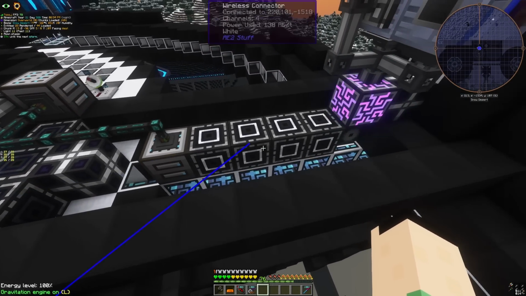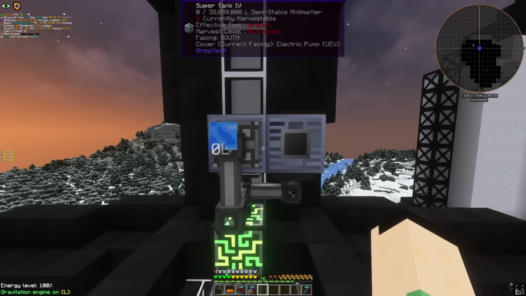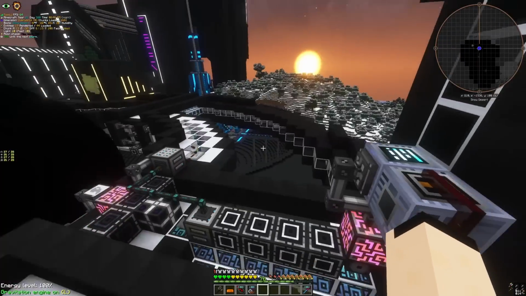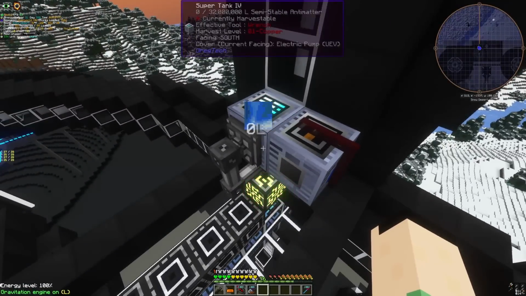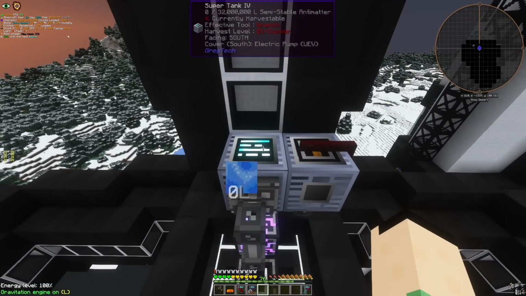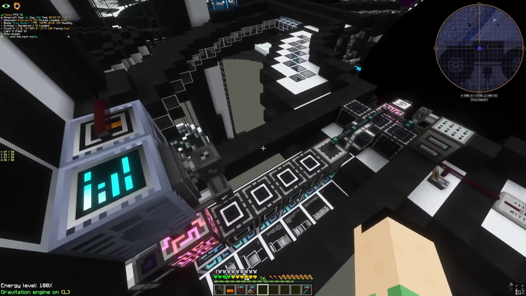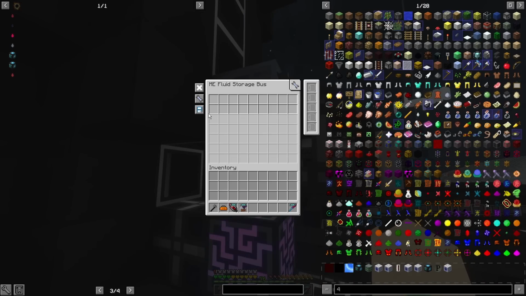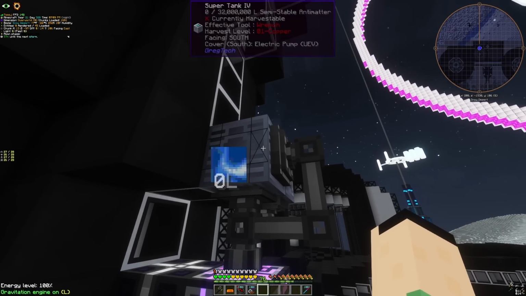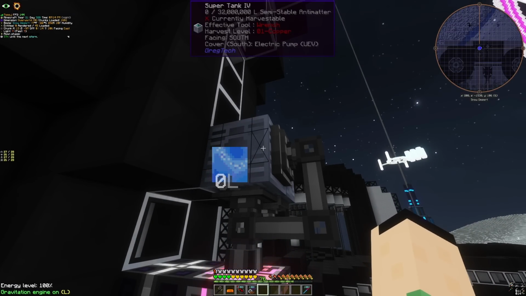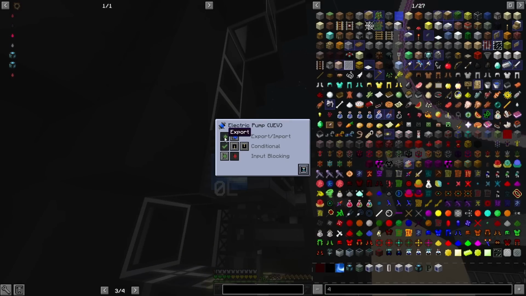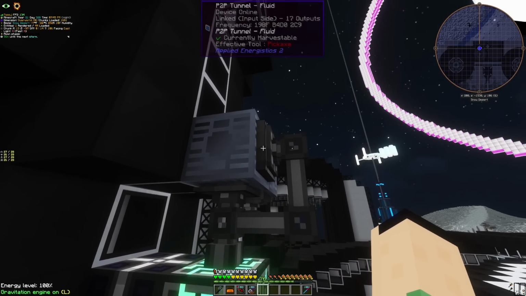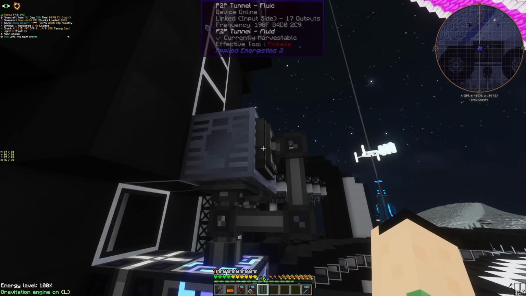But where is all this fluid stored? The answer is this super tank on the left. There are 2 super tanks due to a little quirk that I'll explain in a bit, but this is the main super tank. So all of the fluid, once it's cleaned out from the hatches, gets stored in this super tank through this fluid storage bus set to insert only. And on this face of the super tank, there is a UEV electric pump, always exporting. And all the fluid gets sent into this P2P tunnel. This is the input side. And it's a fluid P2P.